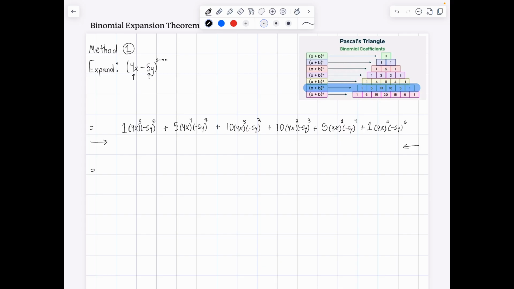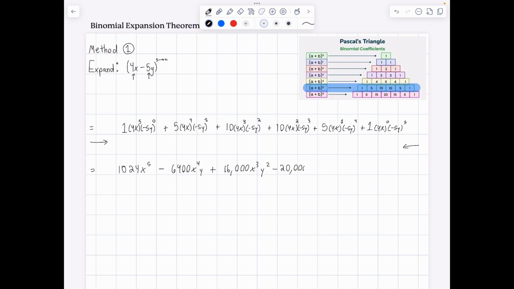Now our very last step before we're all done, we're just going to simplify. So anything to the power of 0 is going to become a 1. So I'm just not going to write that. I'm just going to write the answer, which is 1024x^5 minus 6,400x^4y plus 16,000x^3y^2. You can do these on your calculator at your own pace.